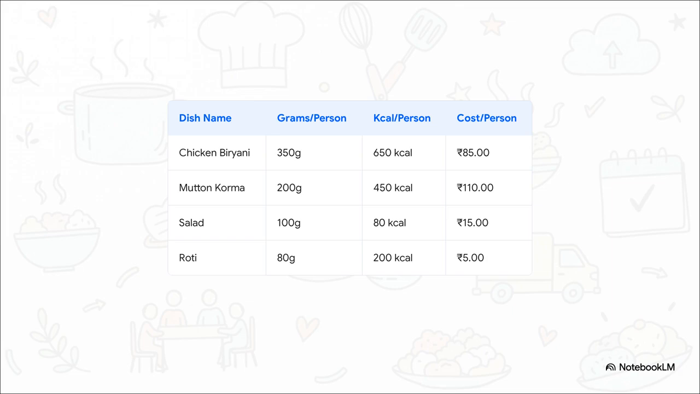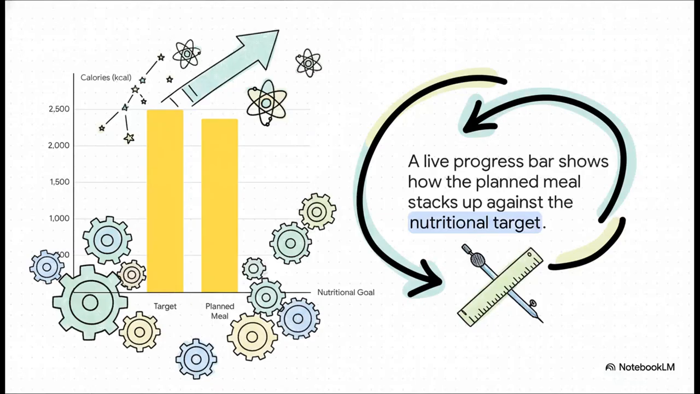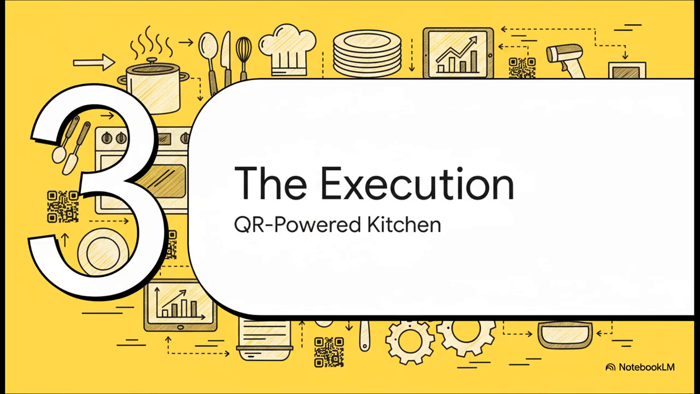No more guesswork. And this is where you really see the data-driven approach shine. There's a live progress bar that shows exactly how the planned meal is stacking up against a nutritional target, in this case, 2,500 calories. It basically turns menu planning from just an art into a real science. Okay, so the plan is set. Now we're moving into the kitchen on the day of the event. And this is where all that smart technology makes the chef's job a whole lot simpler and way more accountable.